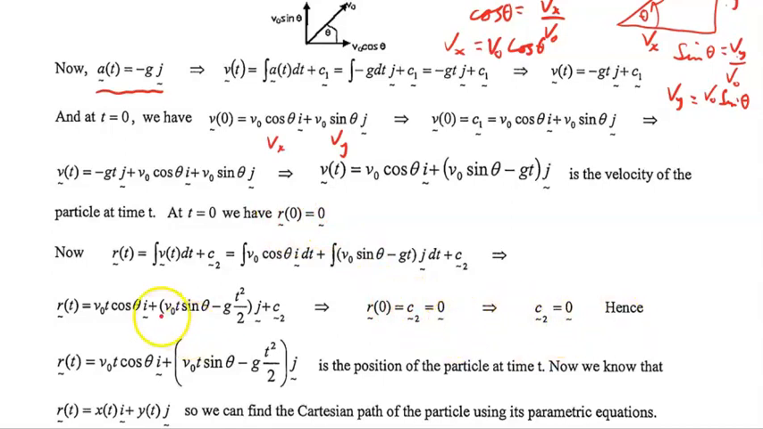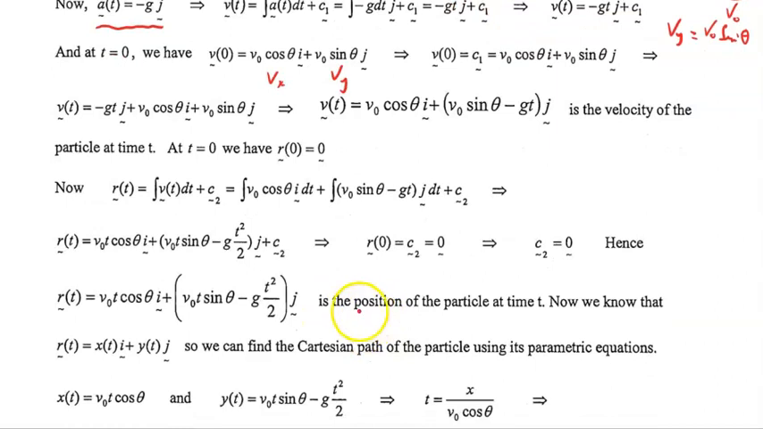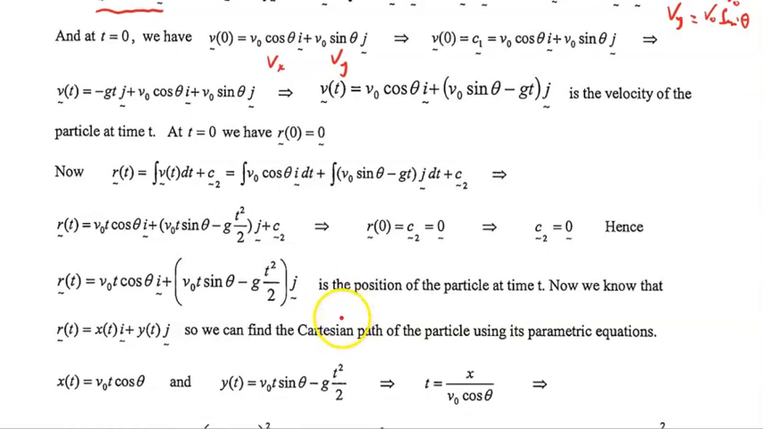Well, that tells us that the position vector of this projectile at any time t, or any projectile launched with initial speed v0, is just going to be v0 times t times cos theta in the i direction plus v0 times t times sine theta minus g times t squared on 2 in the j direction. And that's the position of the particle at time t.